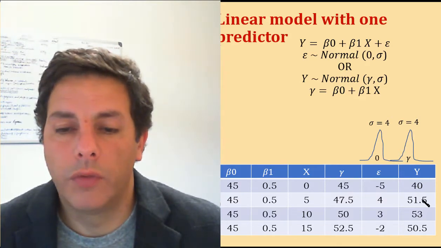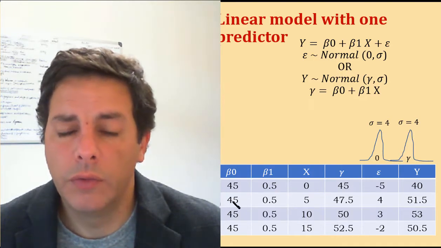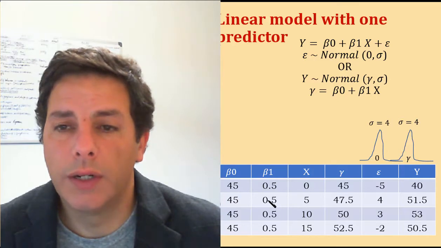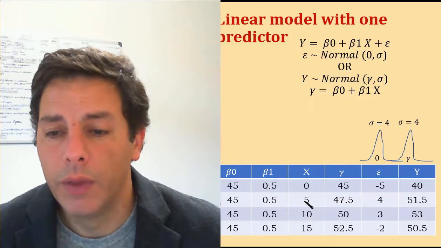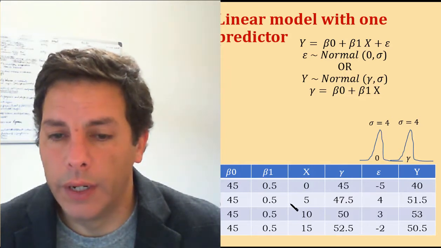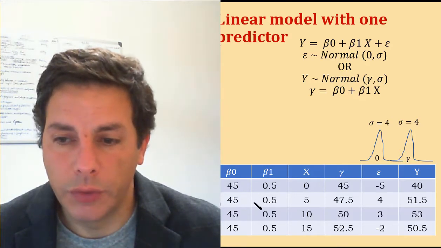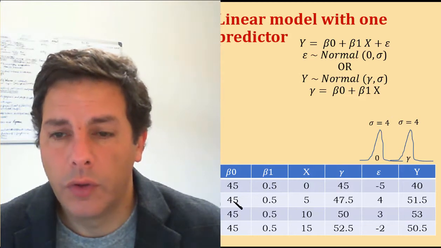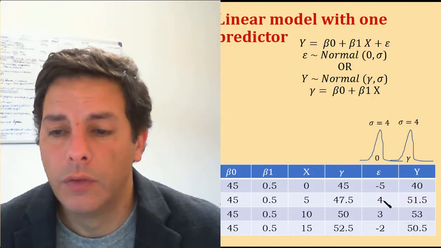Second row, 51.5. Where does this come from? Well, beta 0, 45, plus beta 1 times x, so 0.5 times 5, which is 2.5. We have to add 2.5 to 45, so that's 47.5. And then we've got to add epsilon, which is 4 in this case, so the sum is 51.5.